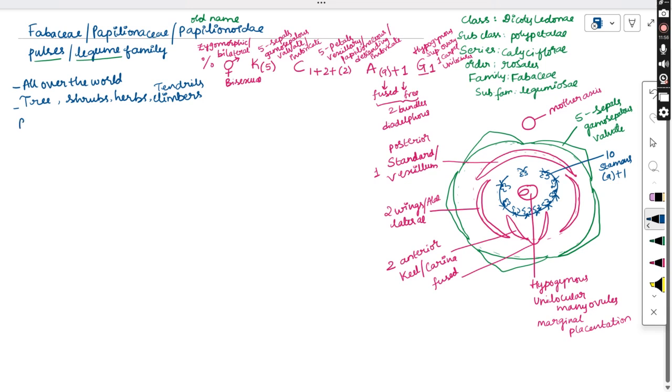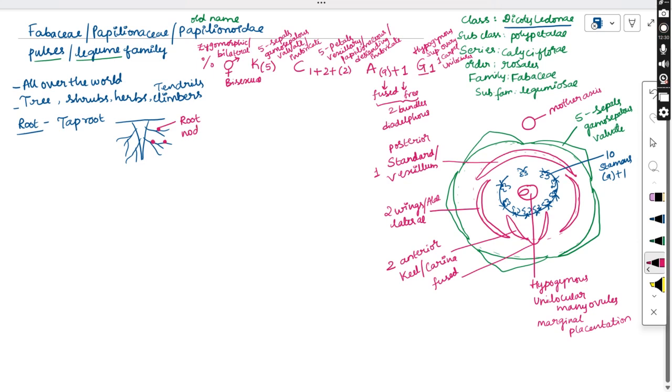So coming to the root. The root is special in this Fabaceae family. They will be showing the taproot system. They belong to the dicotyledonous class, so they show the taproot system. But there is a speciality for this. Whatever the taproot is there, the main root, it is forming the lateral roots, and secondary, tertiary roots will be formed. And these roots will be having a special type of nodule structures. We call them the root nodules.